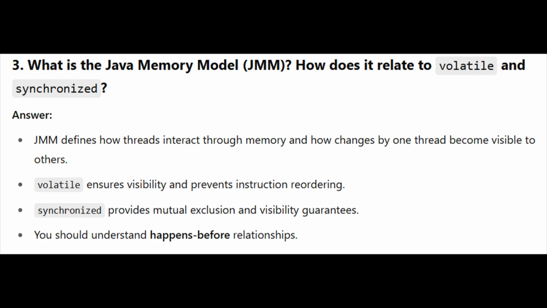3. What is the Java Memory Model, JMM? How does it relate to volatile and synchronized? Answer. JMM defines how threads interact through memory and how changes by one thread become visible to others. Volatile ensures visibility and prevents instruction reordering. Synchronized provides mutual exclusion and visibility guarantees. You should understand happens-before relationships.